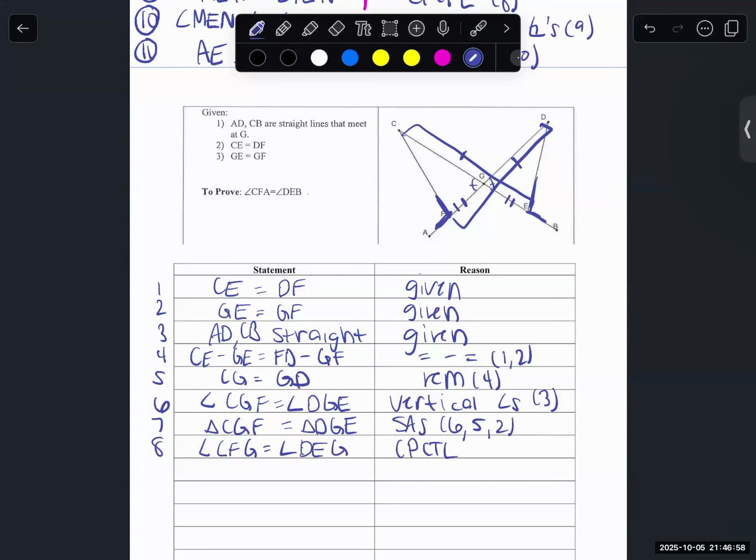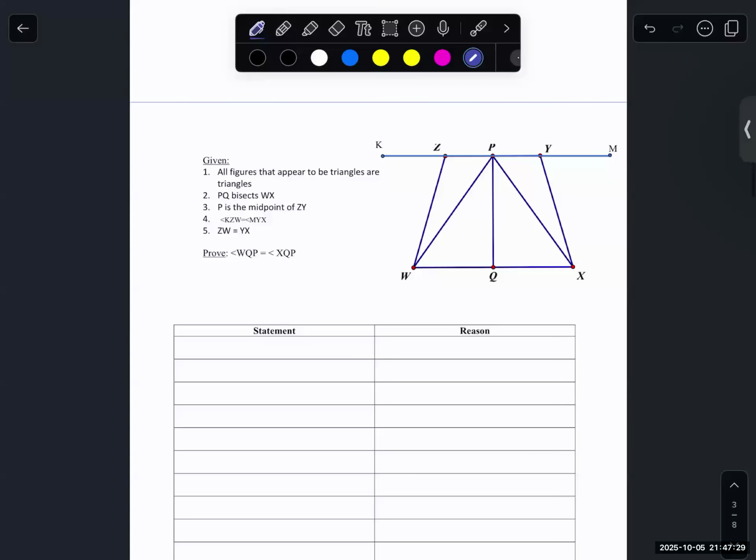And you're saying, okay, why are you doing that? Because when I get those equal, well then the angles on the opposite sides of those straight lines are also equal. So therefore, angle CFA is equal to angle DEB, subtracting equal angles from equals gives equal angles, line 8. That's it. Great. Okay, then we hop over to this one.